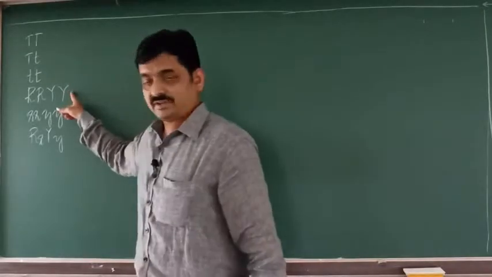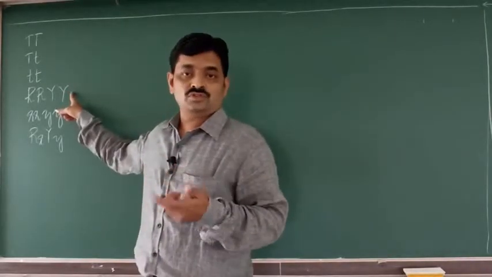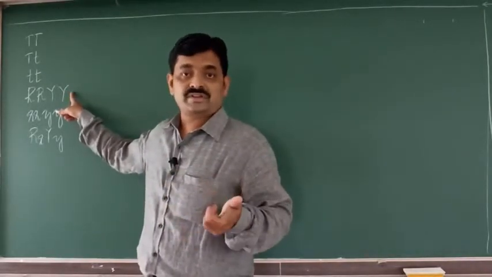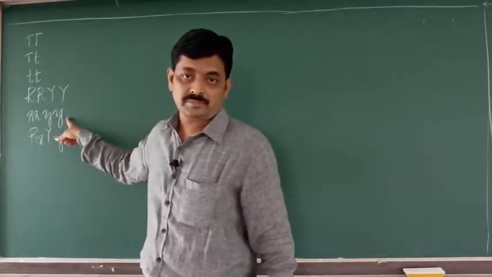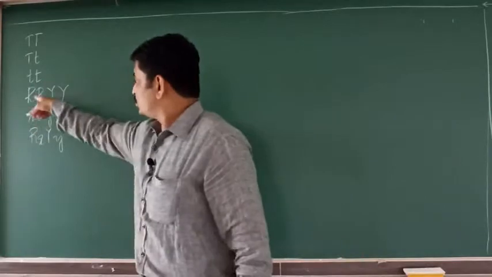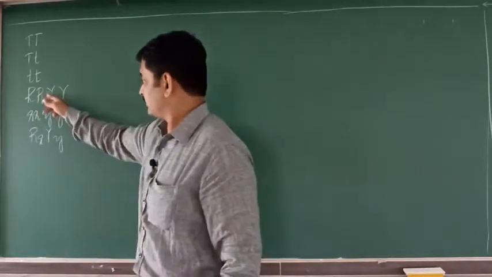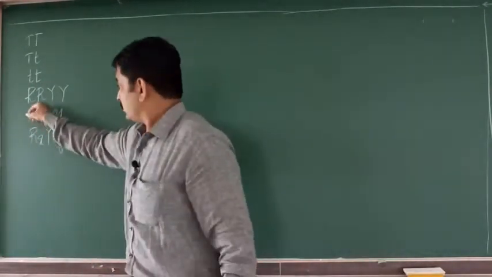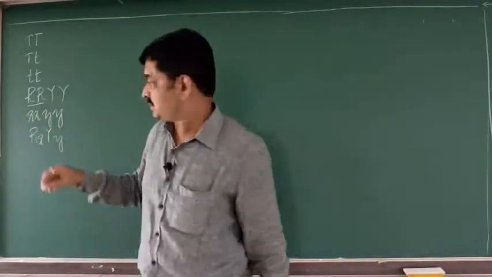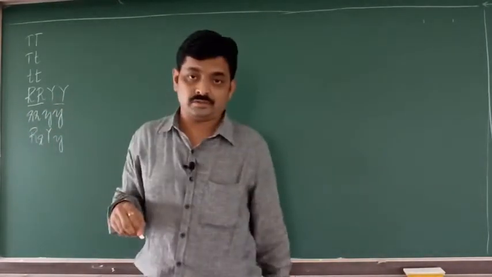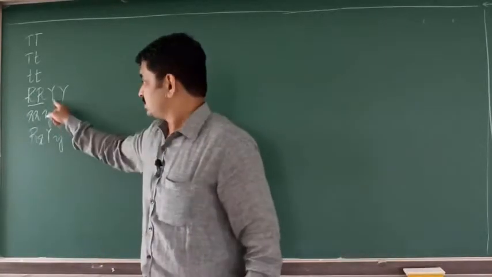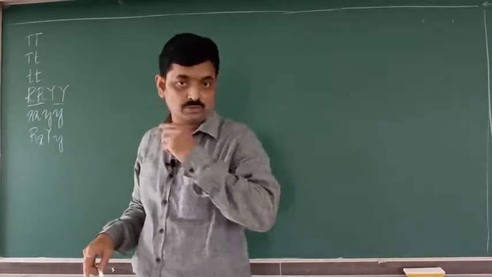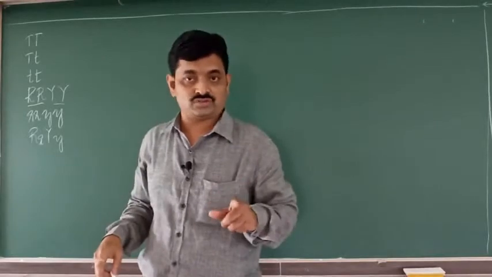So the first one is the homozygous parent pea plant. This one is also a homozygous parent pea plant. Now in these two genotypes, this is one pair of genes, and this is another pair of genes. Capital R, two similar genes, homozygous. Small y, also two similar genes, homozygous.